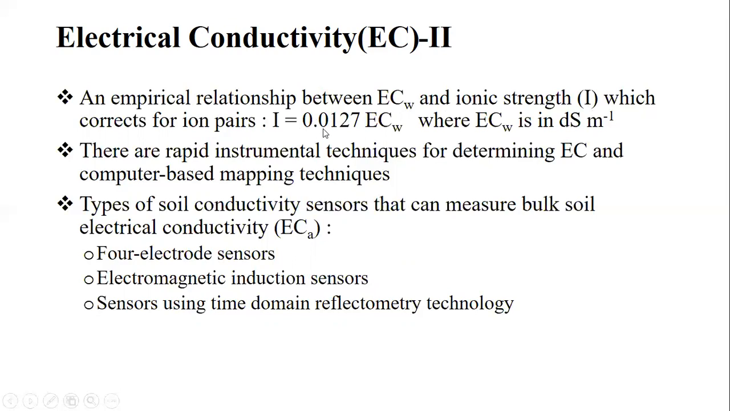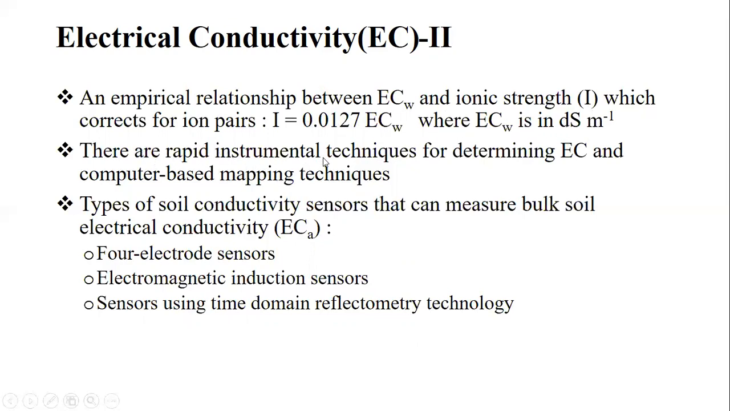I equals 0.0127 ECw. I is difficult to measure. If you remember, you have to measure the concentration of all the cations and all the anions; we already went through that in the chapter on salt solution. So if you want to approximate I from EC, you multiply by this number, 0.0127, where ECw is in decisiemens per meter, which is the standard unit that's used.